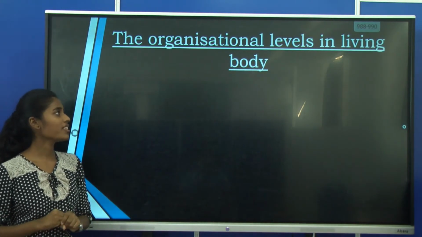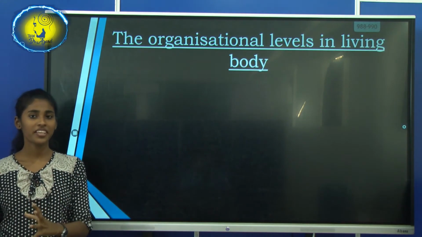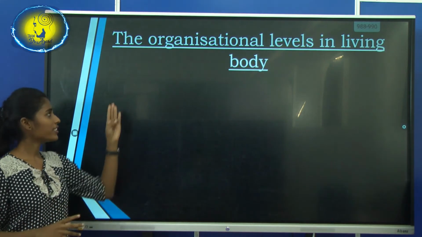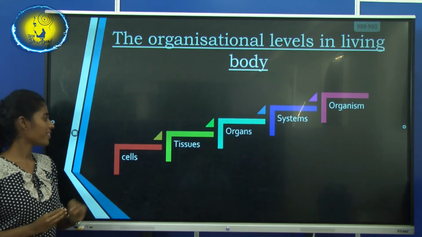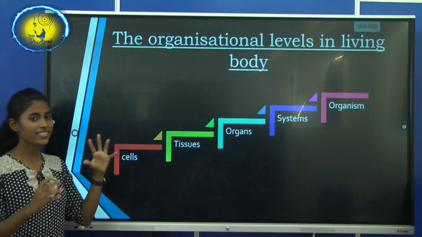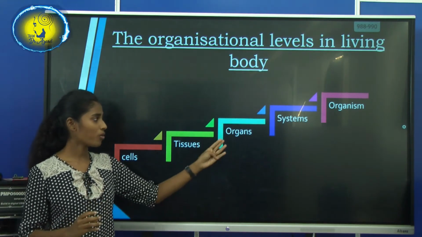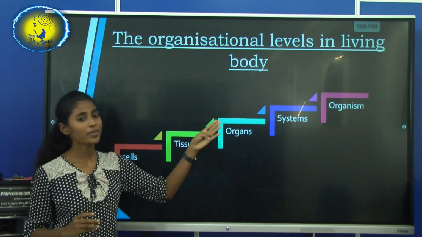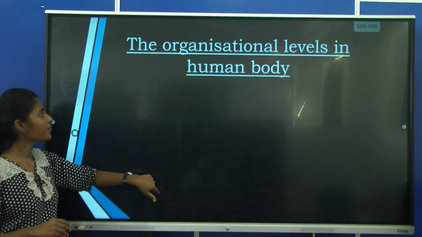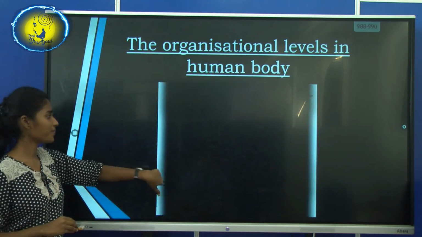The organizational levels in the living body. From smallest to largest, we can order the organizational levels in the human body. They are cells. Cells get together and make tissues. Tissues get together and make organs. Organs get together and make systems. Finally, they make the organism. These are the organizational levels in the human body.